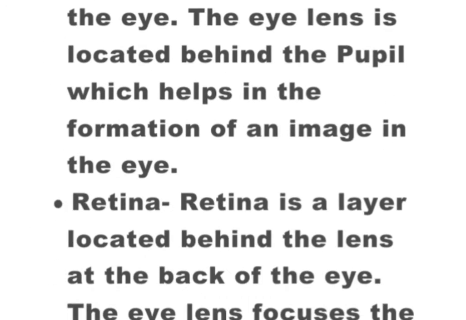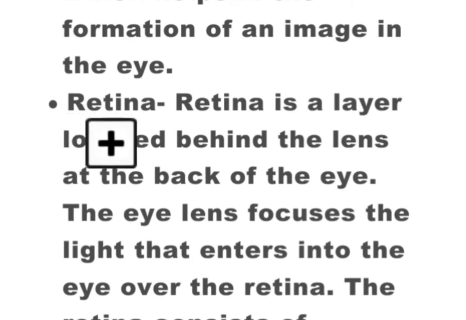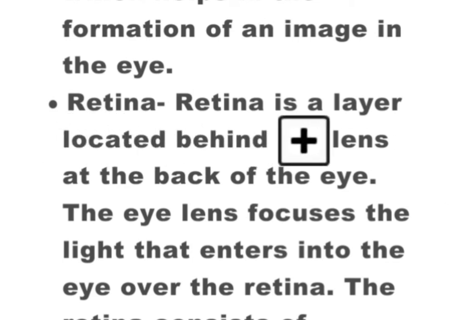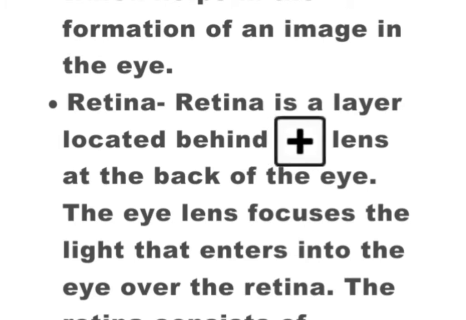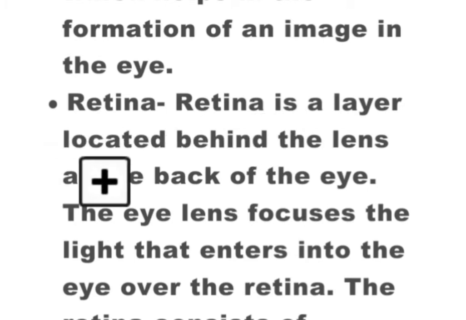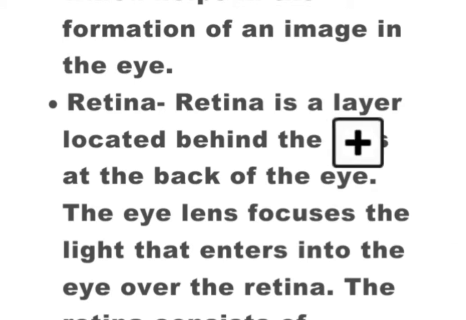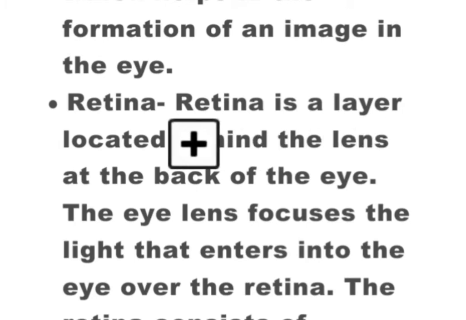Now, after passing through the lens, the light rays fall on the retina, and with the help of the eye lens we get a real image on the retina of the objects which are in front of the eye, or from which the light is sent to our eyes.